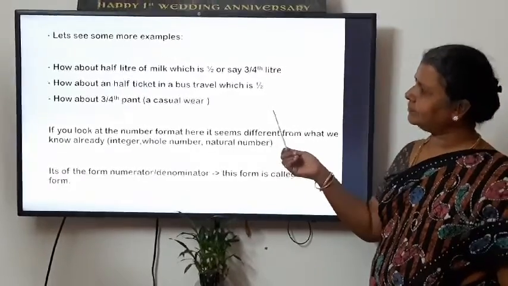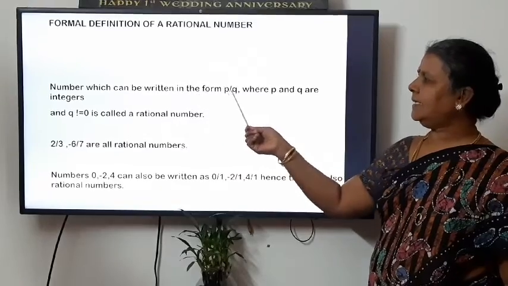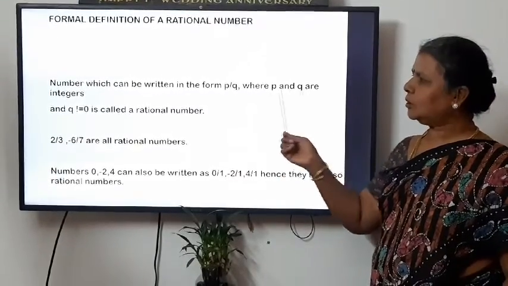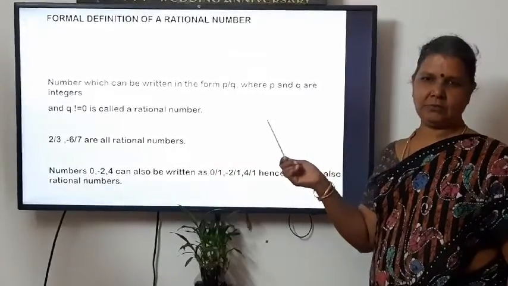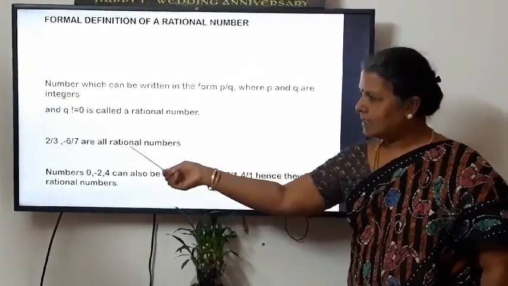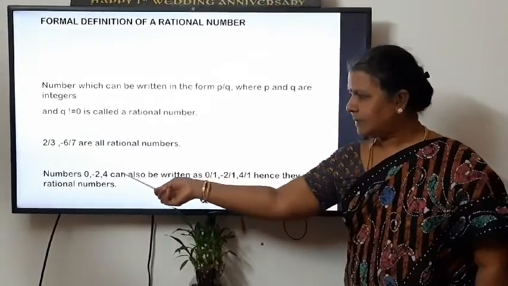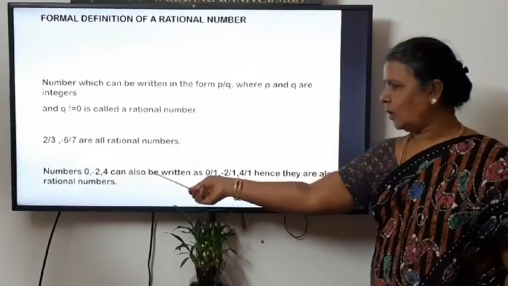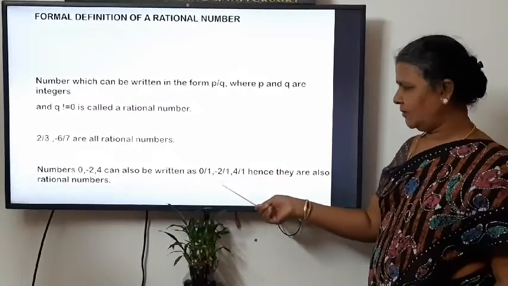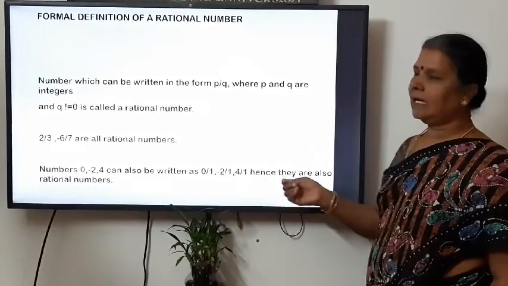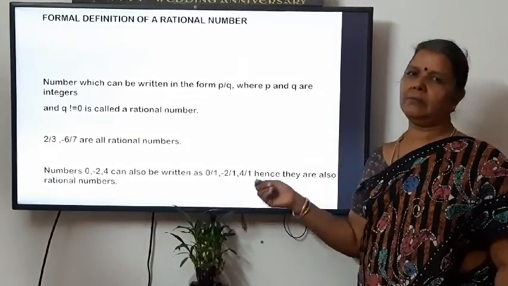So next slide. When you see the rational number, this can be written in the form of p by q, where p and q are integers and the denominator q is not equal to 0. That is very important here. Now see, 2 by 3, minus 6 by 7 are all rational numbers. And now the special thing is here: 0, minus 2, 4, all integers. All the other integers also can be written in the form of 0 by 1, minus 2 by 1, 4 by 1, etc. Hence, every integer is a rational number because every integer can be written in the form of p by q.